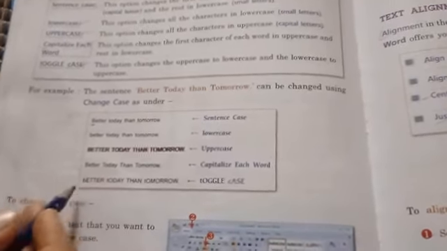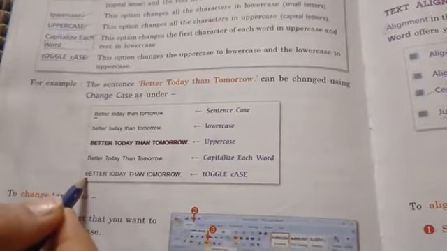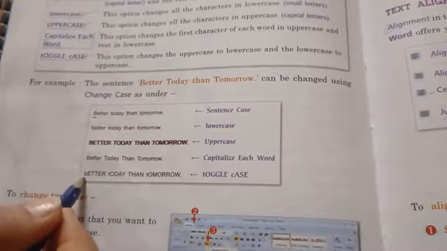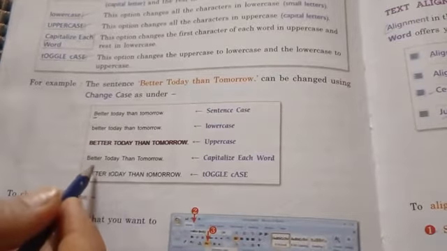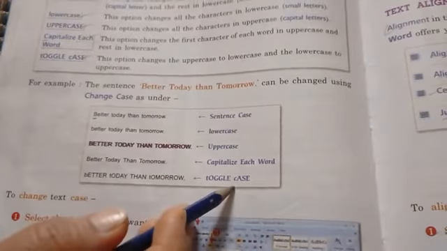Now it is the opposite of that. The capital letters are converted into small letters and small letters are converted into capital letters. It is the toggle case.